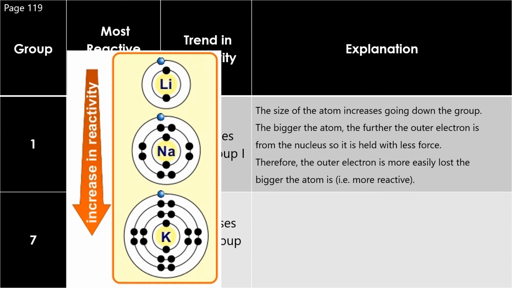So the size of the atom increases going down the group. The bigger the atom, the further the outer electron is from the nucleus. So it is held with less force. Therefore, the outer electron is more easily lost the bigger the atom is, i.e., it's more reactive. So as we go down the group, we increase the distance between the outer electron and the nucleus. The outer electron is held less tightly and more easily lost, meaning it reacts more easily. Make sure you write that explanation down now and that you learn it really well, because that's something that is asked about over and over again.